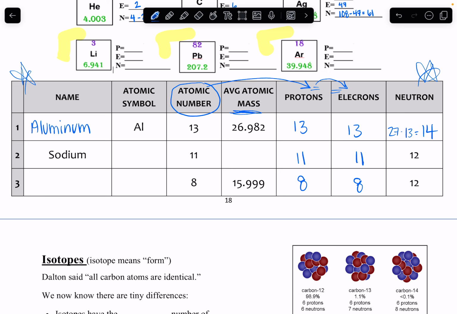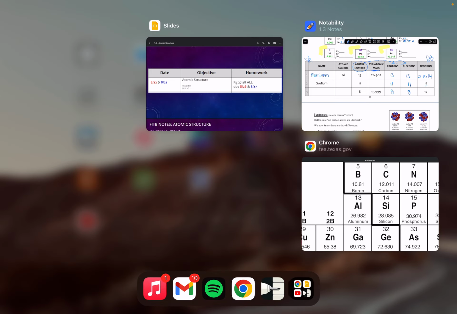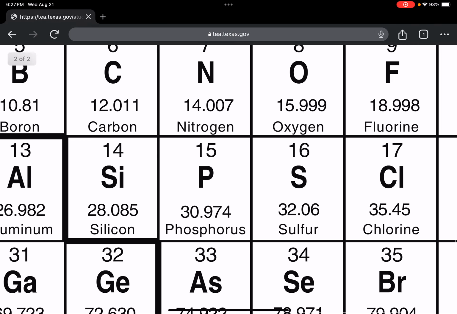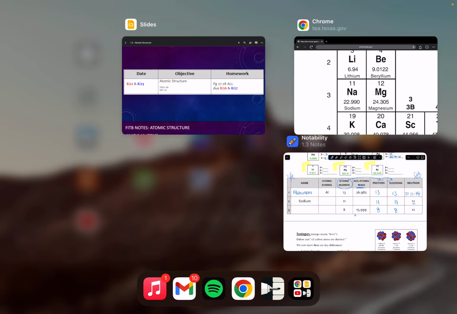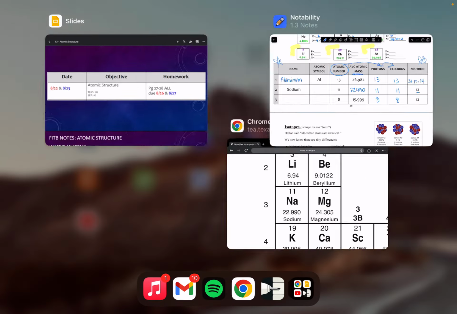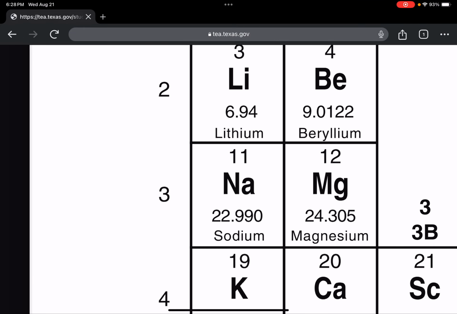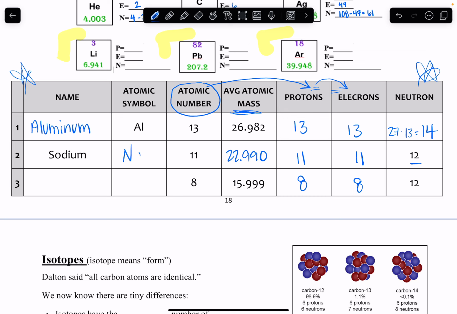Let's look at number 2. Number 2 tells me it's sodium. I'm given the number of neutrons, so I don't have to go solve for that, but I need to go find my atomic symbol and my average atomic mass. So let's look for sodium. It says that its atomic number is 11, so I'm going to peek back this way. Number 11, sodium. And my mass is 22.990. And if we look back at it, sodium has a different symbol from its name. So sodium starts with an S, but its symbol is Na. So capital N, little a. All right. And boom, we have that filled in.